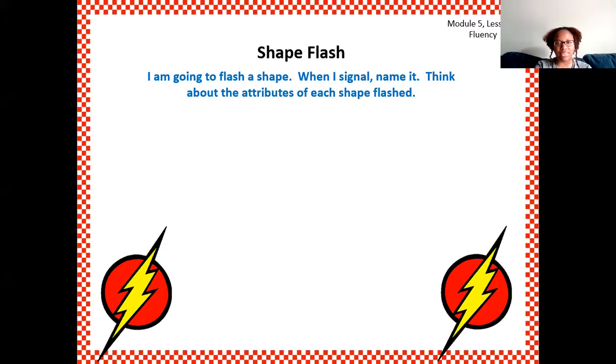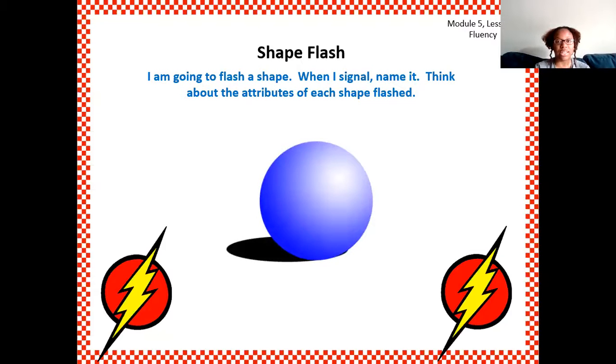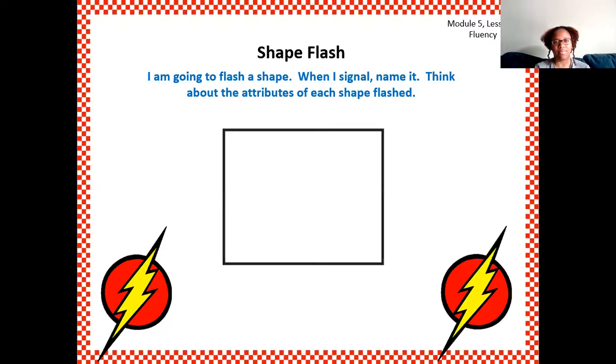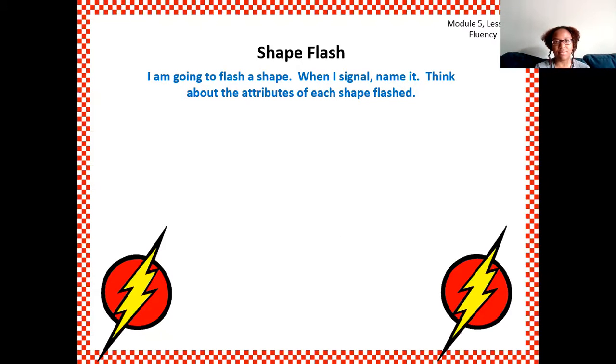It was a triangle because it has three sides. That was a 3D shape. Now I know some of you probably thought it was a circle, but since it's a 3D shape, what other shape can it be? A sphere because it had no straight sides. What did you think that shape was? A square because all of the sides were equal.